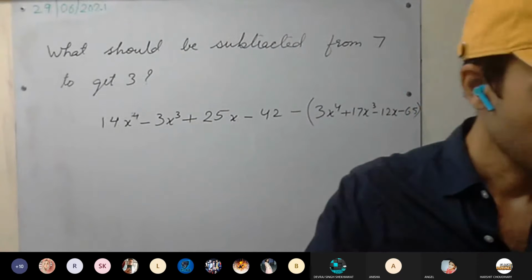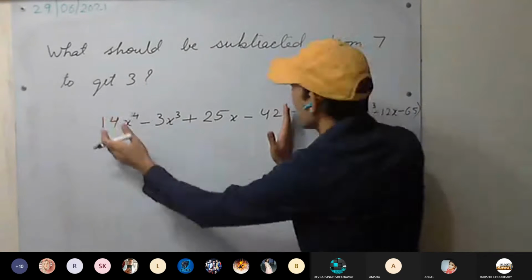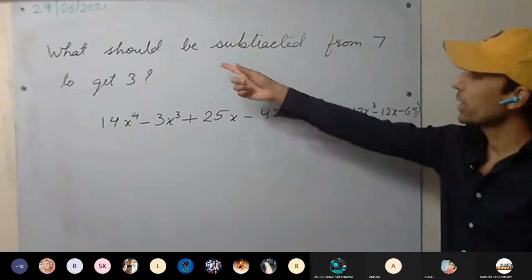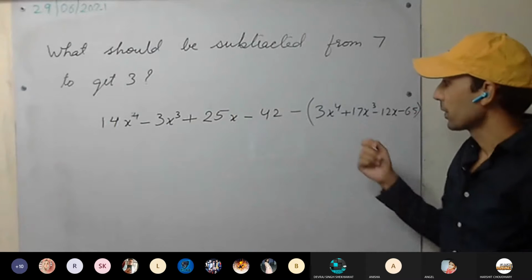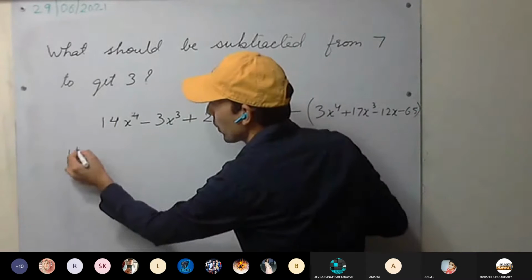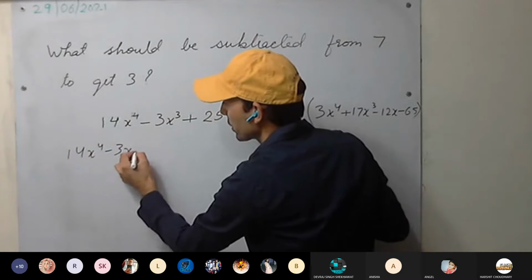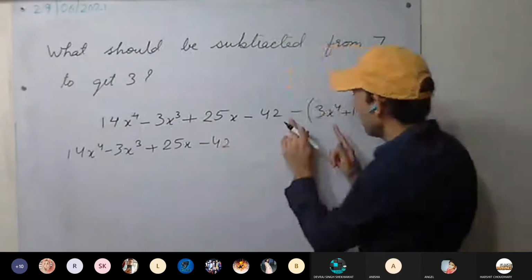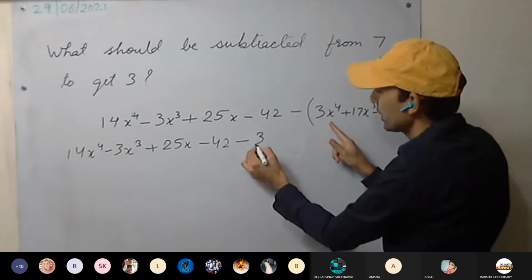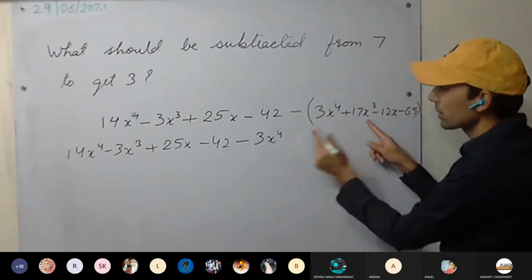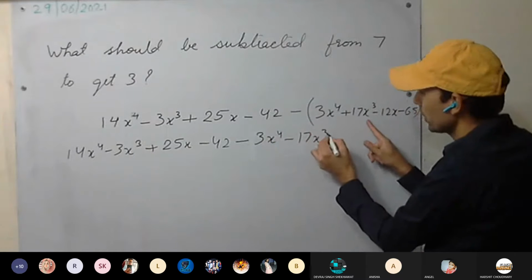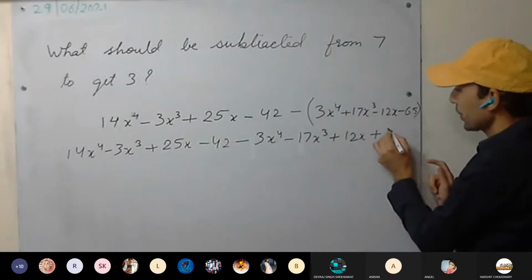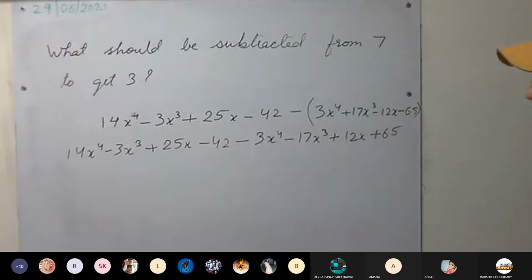This you all have understood. What should be subtracted from this so that we can get this one? So whatever we are getting, if we subtract that one, we will get what is to be subtracted. Now open the bracket. So 14x raised to power 4 minus 3x raised to power 3 plus 25x minus 42 minus 3x raised to power 4 minus 17x cube plus 12x plus 65. Okay, solve this one.